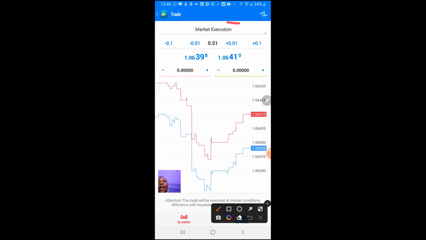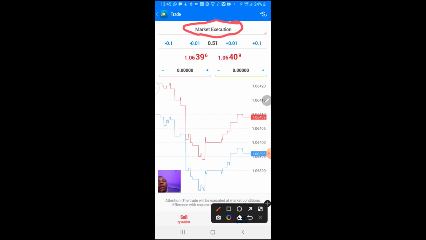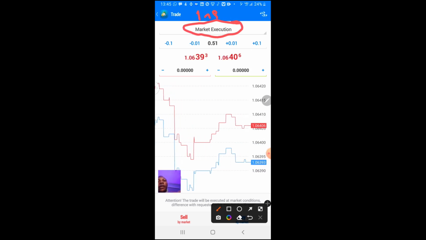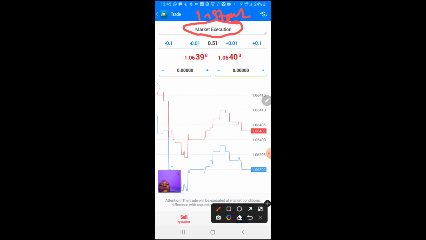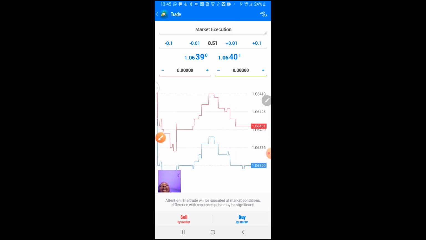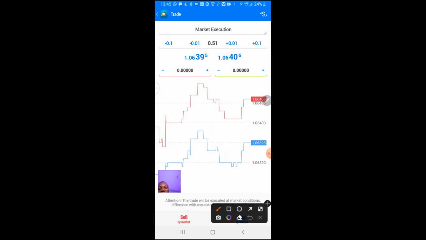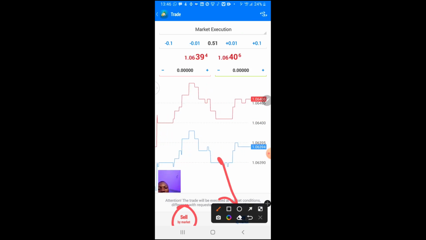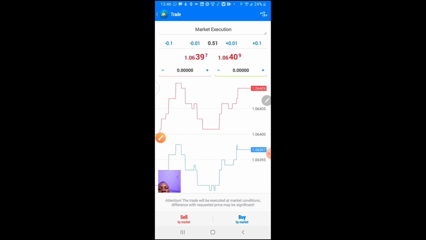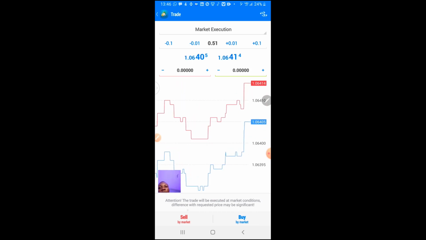Let us suppose I want to enter a trade now like this. You will see here market execution. Market execution stands for instant execution. It means you are entering that trade at that very moment. Now you have two functions down here, the sell and the buy. If you are buying the market, you click on buy. If you are selling the market, click on sell.